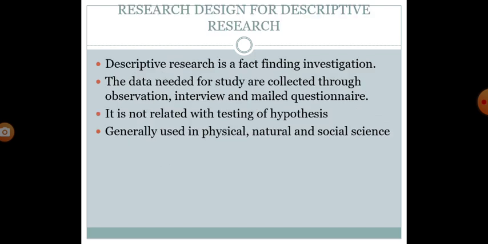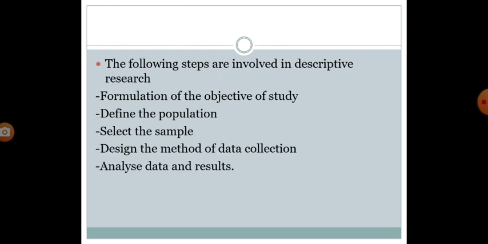And the second one is research design for descriptive research. You know the meaning of descriptive research. Descriptive research is a fact-finding investigation. The data needed for study are collected through observation, interview, and questionnaires. It is not related with the testing of hypothesis. That's very important. Descriptive, just describing the existing situations on the basis of available data. It is not related with the testing of hypothesis. Generally, descriptive research is used in physical, natural, and social science.